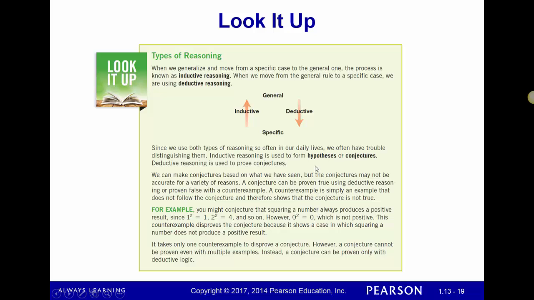So when we talk about reasoning, we have inductive and deductive reasoning. Both are kinds of reasoning we use in everyday life. Inductive is where we form hypotheses or conjectures, and deductive is used to prove conjectures. In deductive reasoning, we go from the general to the specific. In inductive reasoning, we go from the specific to the general. And we only need one counterexample in order to show that a hypothesis is not correct.